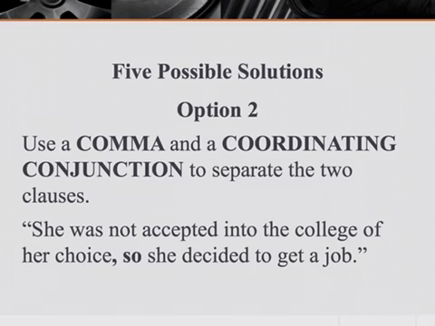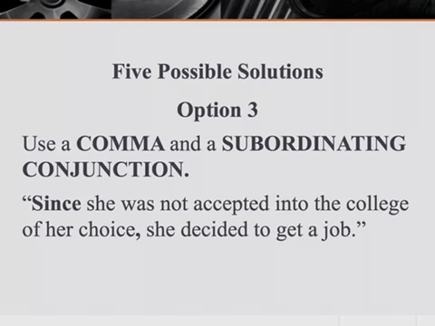The second solution is to use a comma and a coordinating conjunction. The coordinating conjunctions are words like for, and, nor, but, or, yet, and so, also known as the fanboys conjunctions. This has the advantage of allowing you to establish a basic relationship between the two ideas by choosing the appropriate conjunction. Here we used so, which makes it clear that the subject decided to get a job as a result of not getting into college. She was not accepted into the college of her choice, so she decided to get a job.